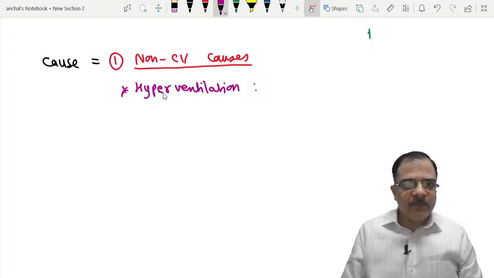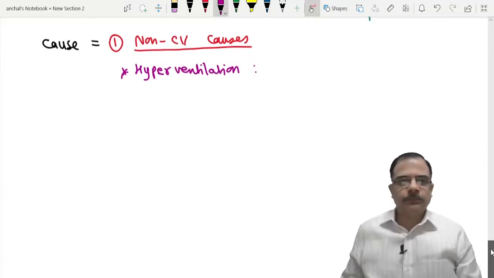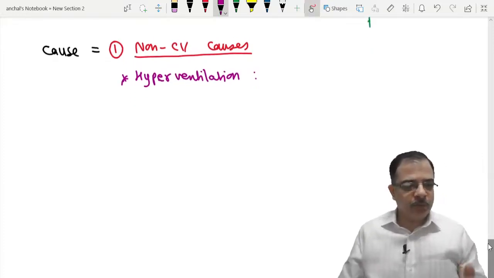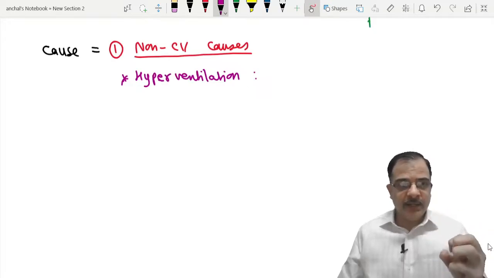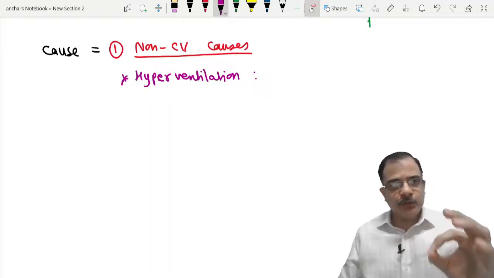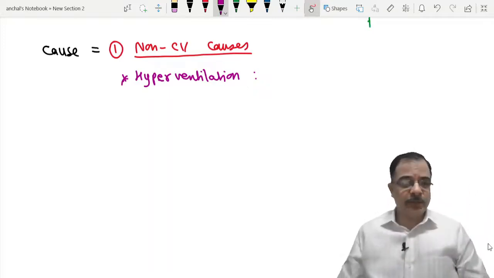Now hyperventilation. And also Abhishek, for your information, when a blood vessel is cut, it has such a high pressure that if it is not corrected, the individual can die within minutes.